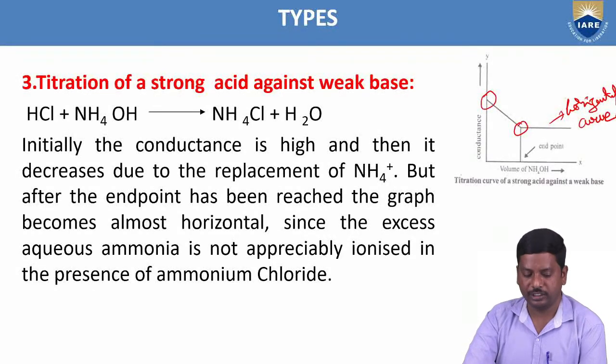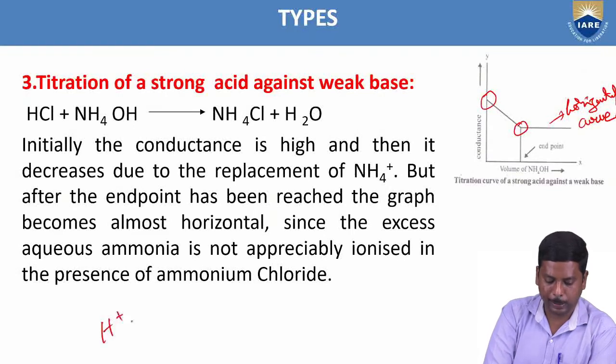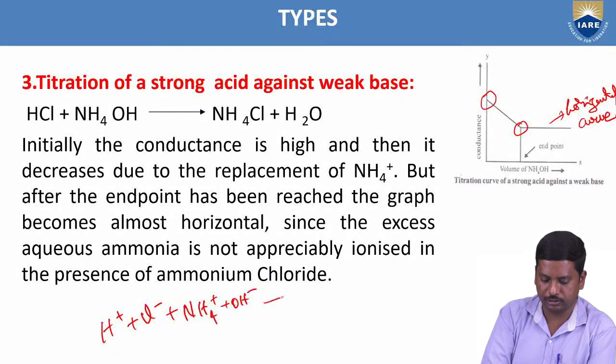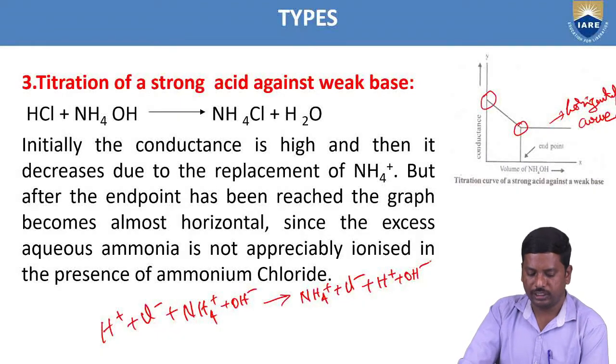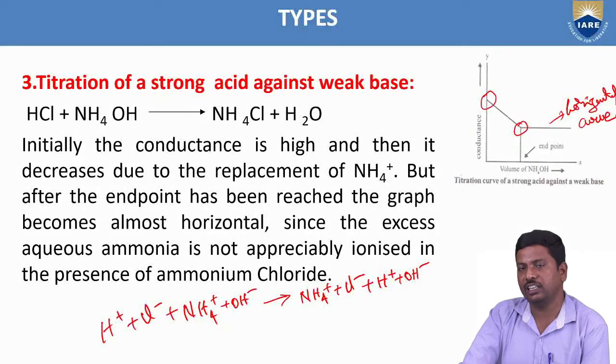Horizontal curve. That means what happens? H plus and Cl minus, NH4 plus and OH minus ions give NH4 plus and Cl minus plus H plus and OH minus ions. So initially the H plus ions have higher mobility, so conductivity starts at a high position. That will continue up to the end point. But after the end point, the product ammonium chloride is a weak electrolyte. It cannot easily dissociate into individual ions. So there is no gradual change in the conductivity, and it shows a curve parallel to the horizontal.